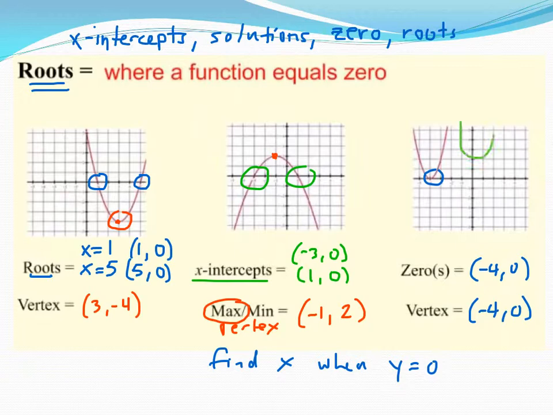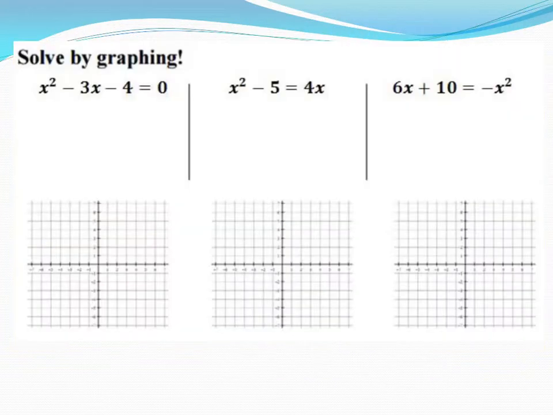That means it's going to hit the x-axis no times. In this case, this graph does not come close to hitting the x-axis, so this would represent no solution. Okay, so that's very possible to see those different things. All right, let's do some examples of solving by graphing.